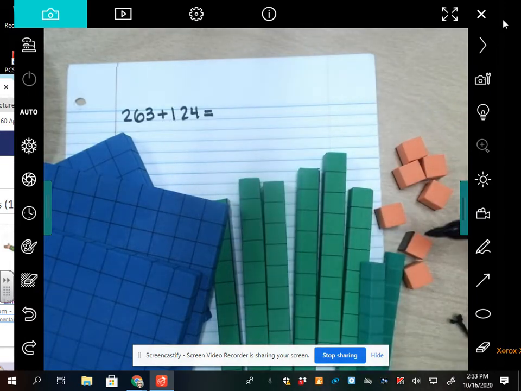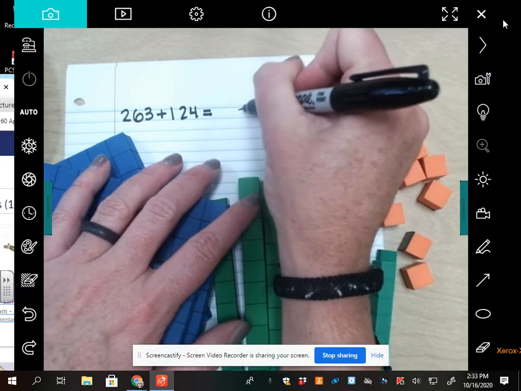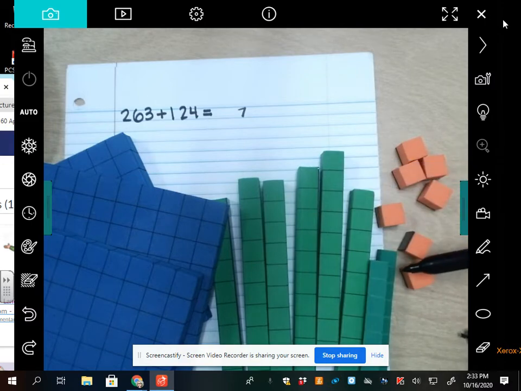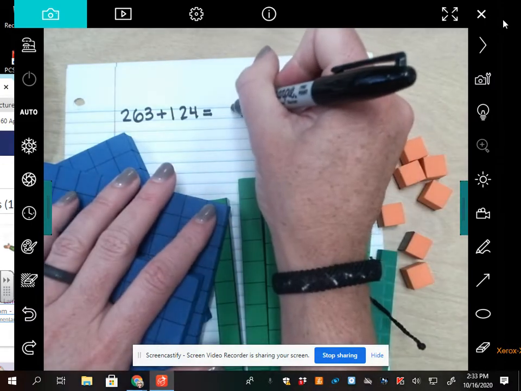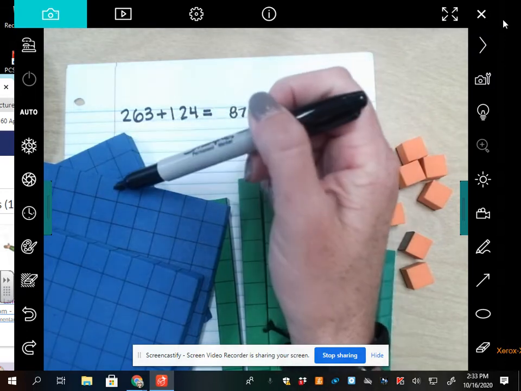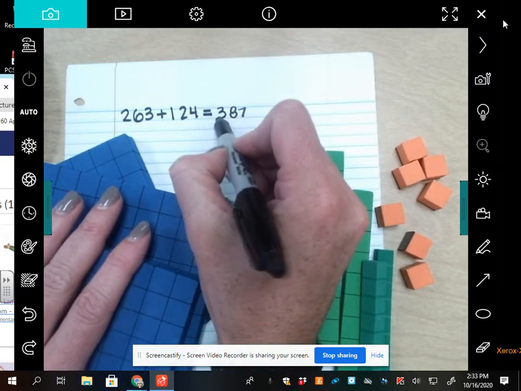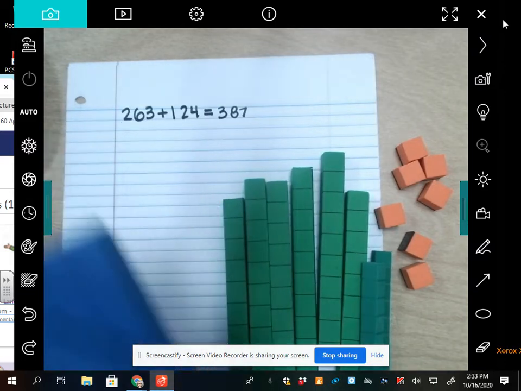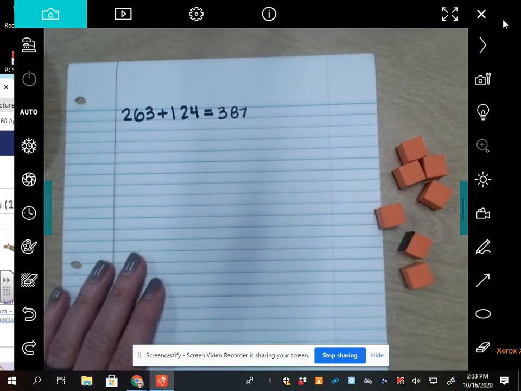I always tell my students to start at the ones, and this will make sense a little later in the video. Always start with your ones, okay? So 1, 2, 3, 4, 5, 6, 7. I had 7 ones. I have 1, 2, 3, 4, 5, 6, 7, 8 tens. And I have 1, 2, 3 hundreds. So the answer to this equation, 263 plus 124 equals 387. It's made very simple, very plain to see when we're using blocks.